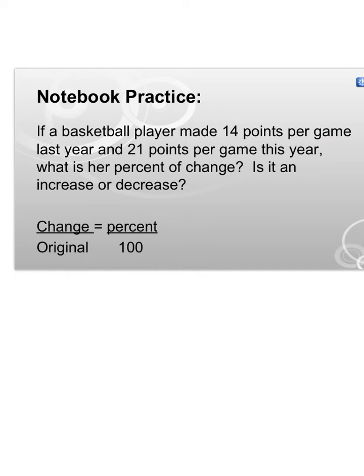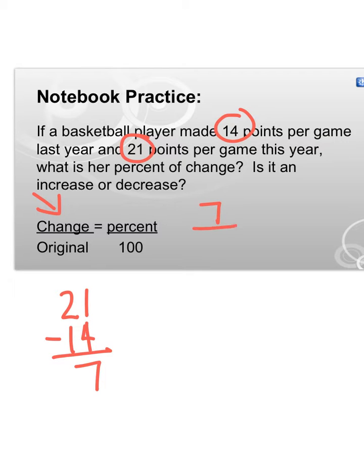All right, let's try the basketball player. He made 14 points last year and 21 points this year. So first we have to figure out how much that changed. So I'm going to take the bigger number minus the smaller number, and we have 7 points difference. So that's our change. That's going to be our numerator. The original amount, well, it says right here, last year it was 14. So our original amount was 14 will equal the percent over 100.